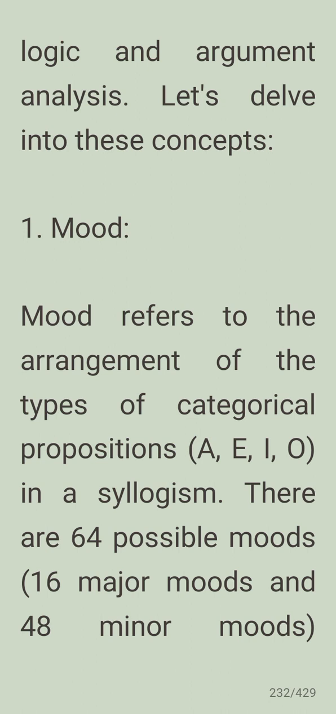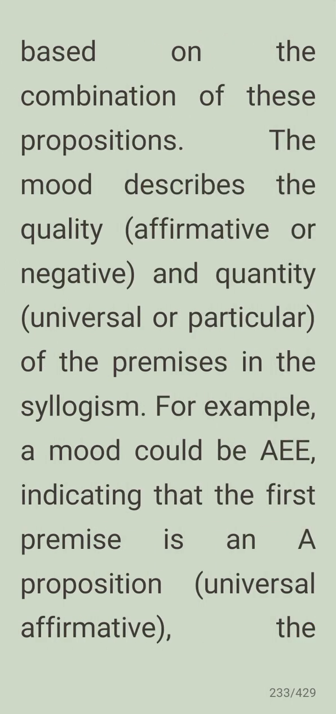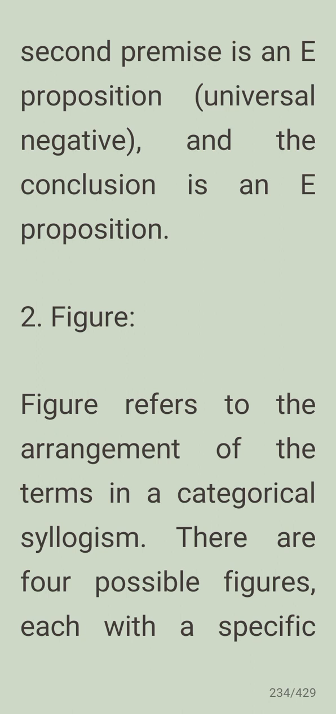Mood refers to the arrangement of the types of categorical propositions A, E, I, O in a syllogism. There are 64 possible moods, that is 16 major moods and 48 minor moods, based on the combination of these propositions. The mood describes the quality, that means affirmative or negative, and quantity, universal or particular, of the premises in the syllogism. For example, a mood could be AEE, indicating that the first premise is an A proposition, universal affirmative, the second premise is an E proposition, universal negative, and the conclusion is an E proposition.